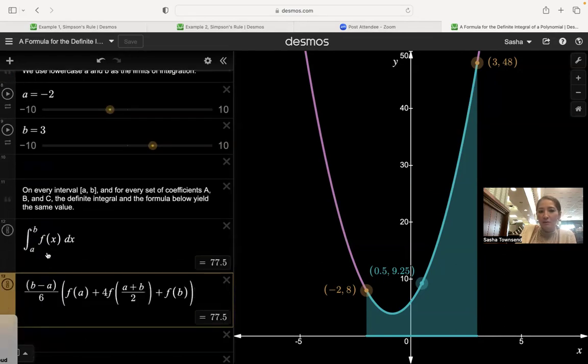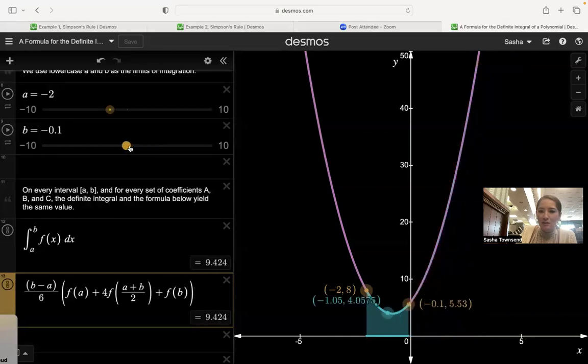If we evaluate the integral from a to b, we get 77.5. That's the area under the curve. If we evaluate this sum, we also get 77.5. So this 8 plus the 48 plus 4 times this 9.25, times the length of the interval, which is 5, divided by 6, is the exact value of the integral.